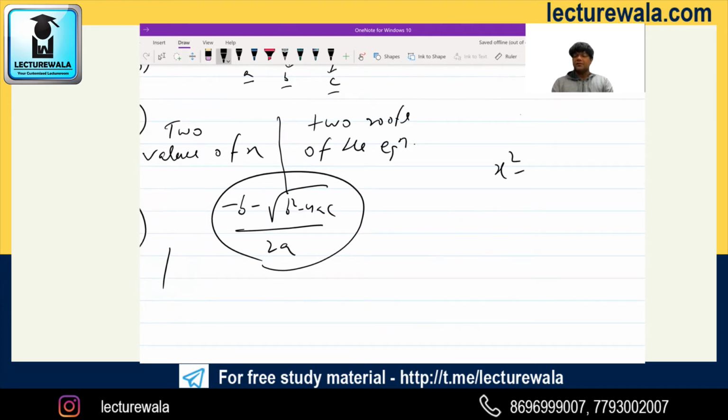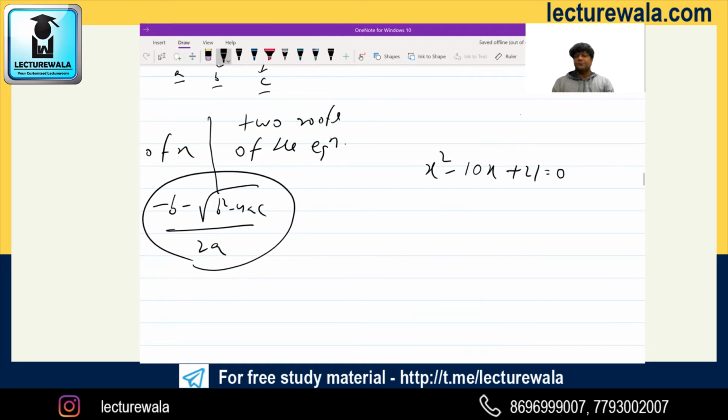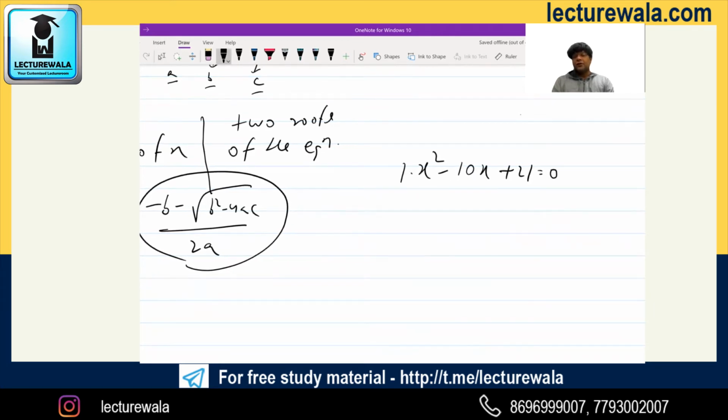X square minus, suppose I will take 10. So 7 and 3, 10, and 7 times 3 is 21. x square minus 10x plus 21 is equal to 0. This is the equation. So your a value is how much? a is equal to 1, b is equal to minus 10, c is equal to 21.